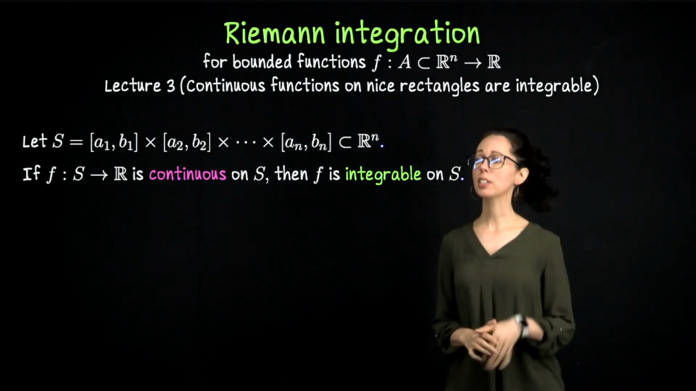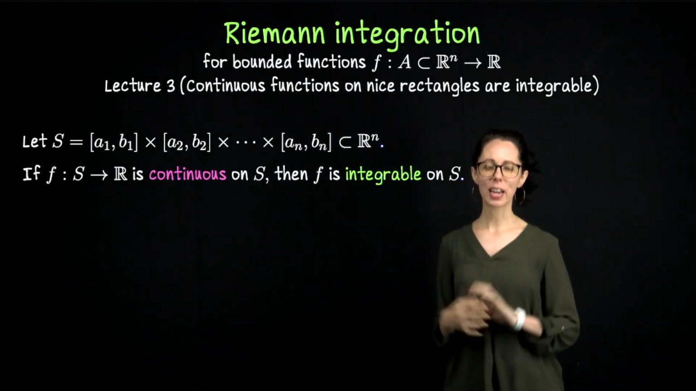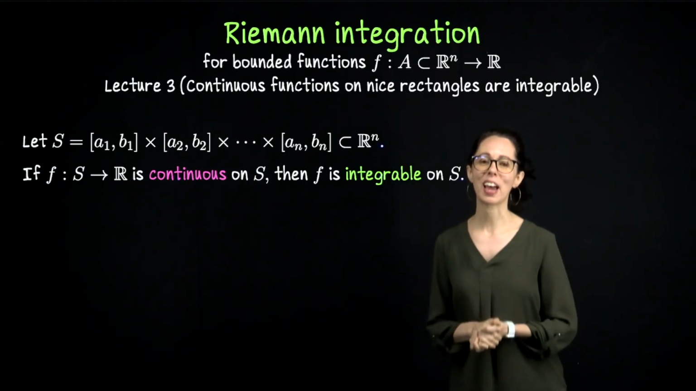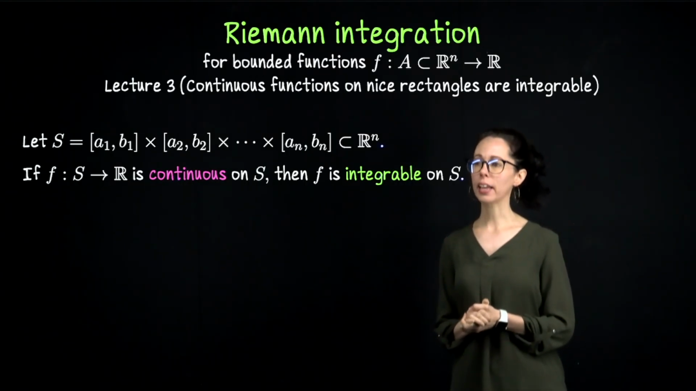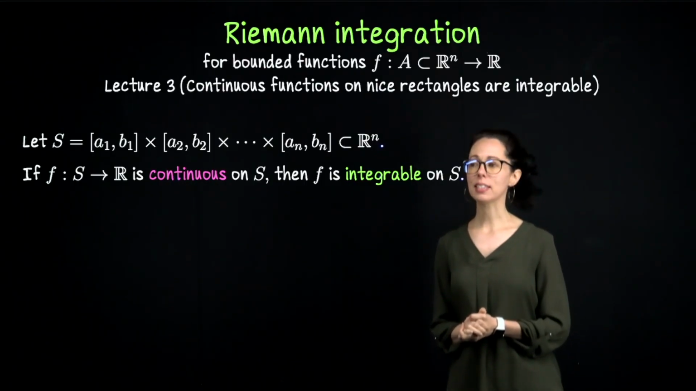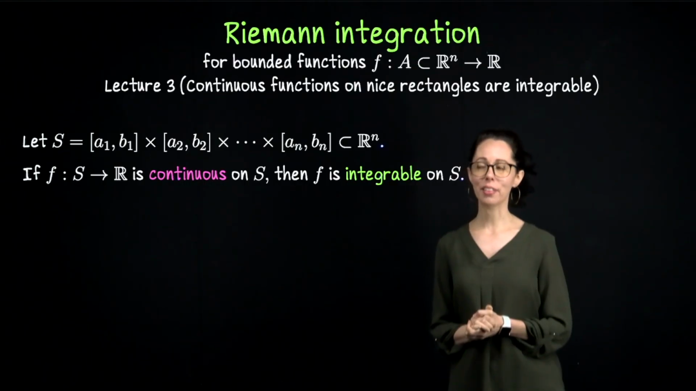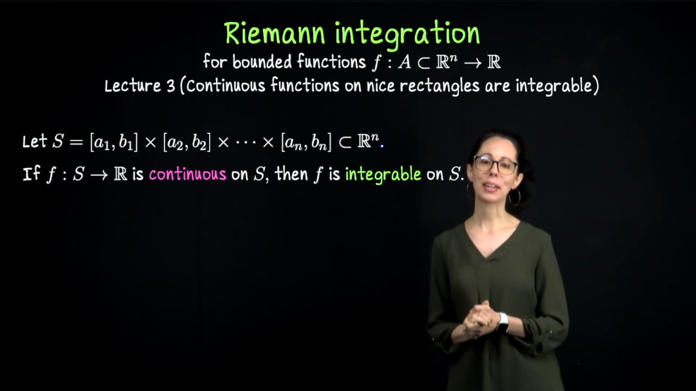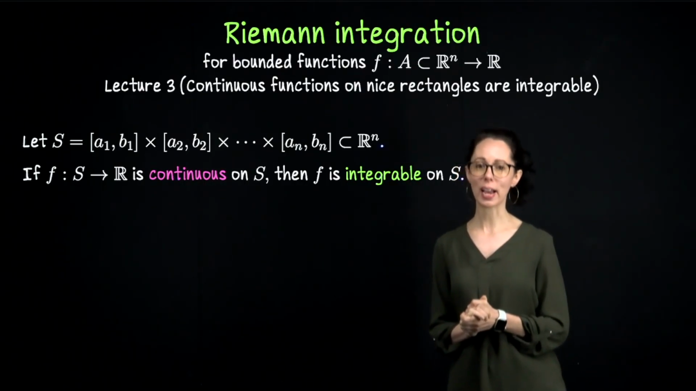In this lecture, we are just going to do this one exercise. It's kind of a nice first exercise dealing with integrating scalar-valued functions of multiple variables. So imagine that f is a scalar-valued function of n variables, which is continuous on the nice rectangle S. By nice, I mean the sides are parallel to the coordinate axes.